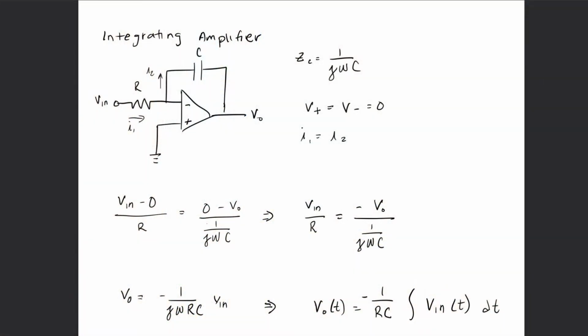For the integrating amplifier, we start knowing that V plus and V minus are equal, and there is no current going into the op amp. The impedance of a capacitor is 1 over j omega C. We can then use Kirchhoff's current law, and we find V out in the frequency domain. When we transfer this over to the time domain, we find the correct equation.